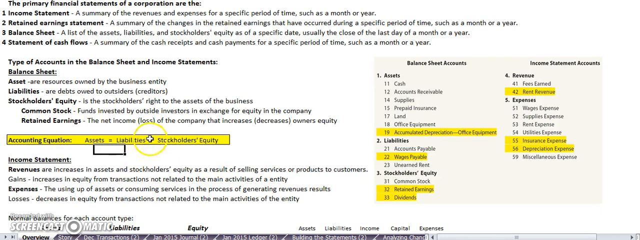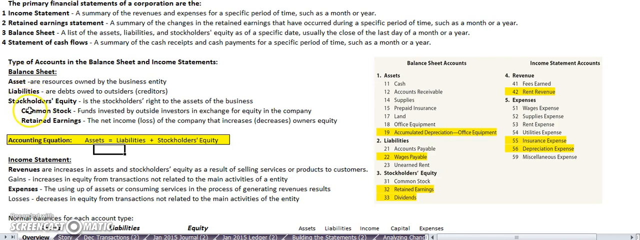But it doesn't really matter. That's a function of algebra. You could express it either way. This is how the books express it, the academics: assets equals liabilities plus stockholders' equity. Okay? So these are the types of accounts that we will find on the balance sheet.